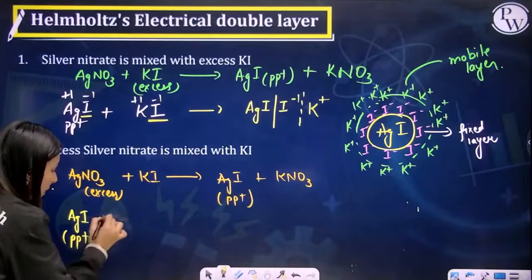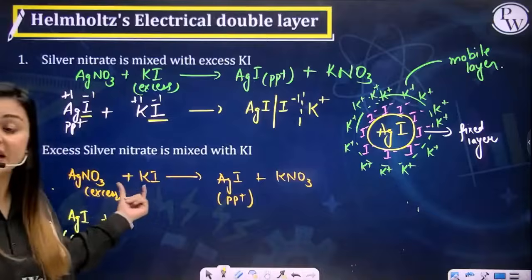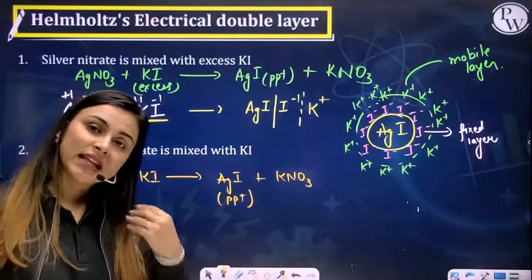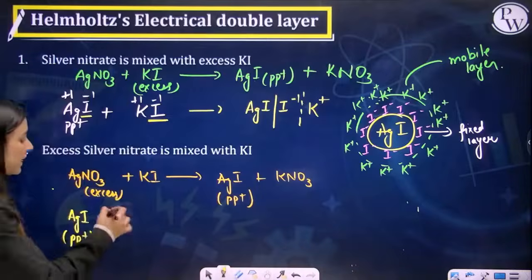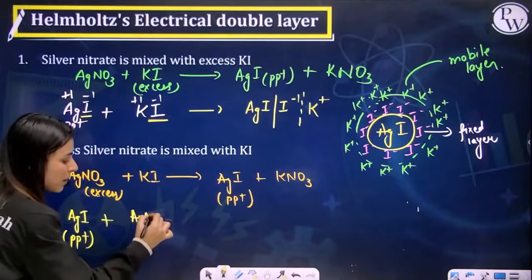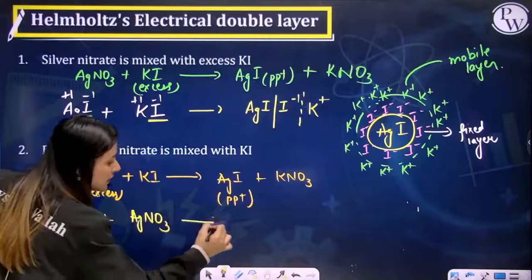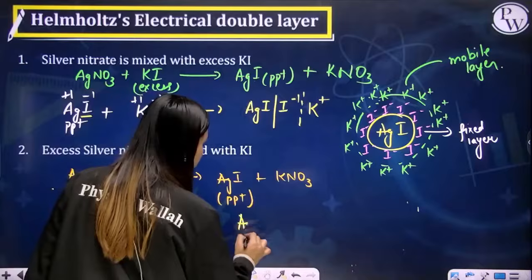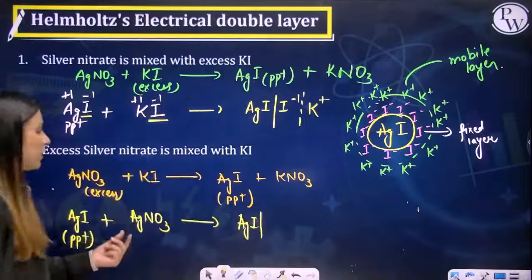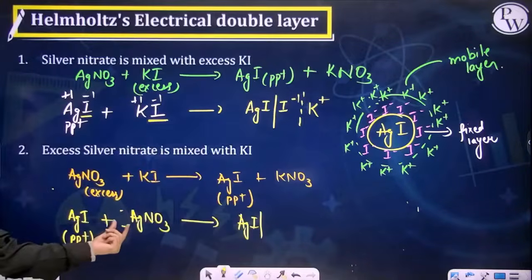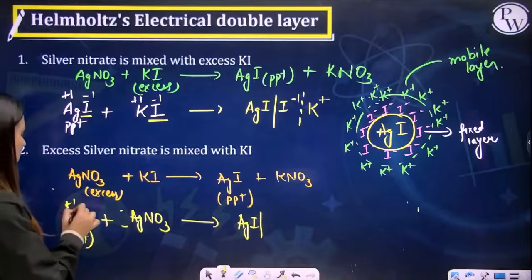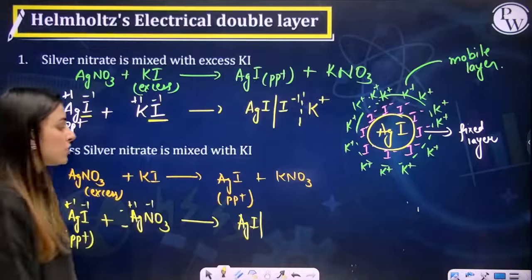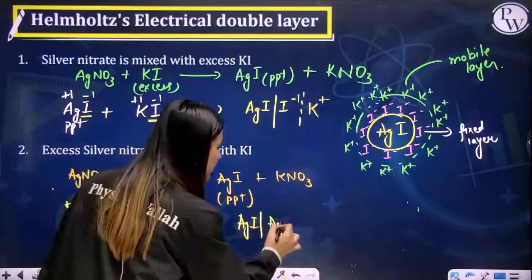Now what will be my peptizing agent? This time, my dear students, AgNO3 is in excess, so you will use that as your peptizing agent. Now since it is my peptizing agent, which ion will be adsorbed? The ion which is common. Which ion is common here? Ag plus is plus 1 and I minus is minus 1. So Ag plus is common, and we'll say that the fixed layer will be of Ag plus.